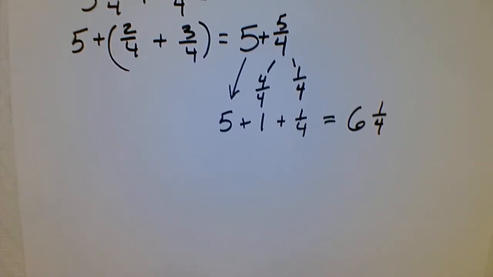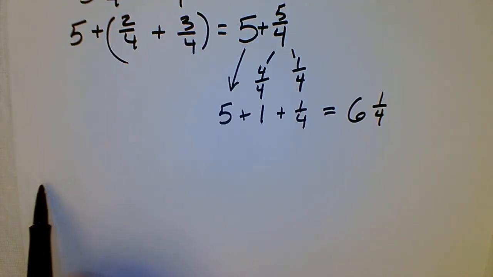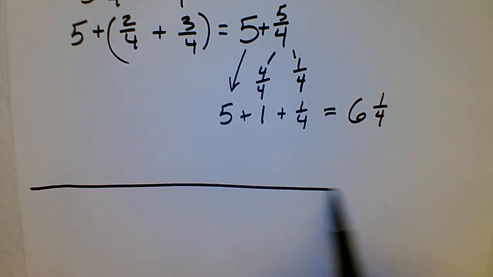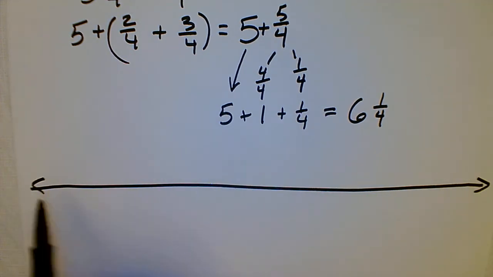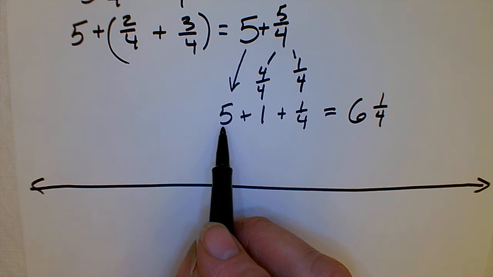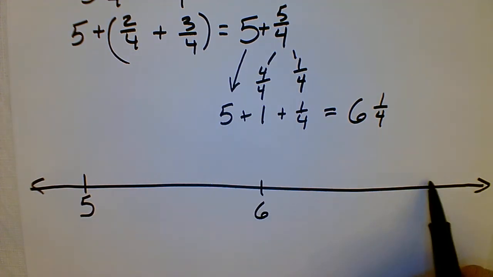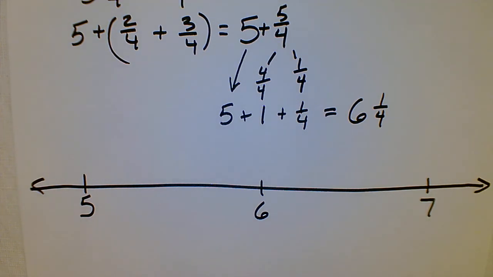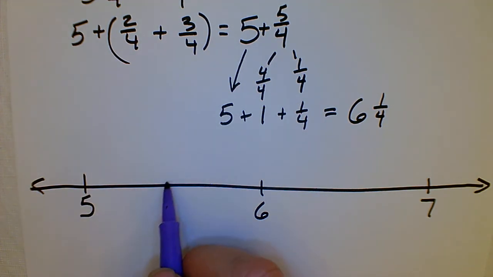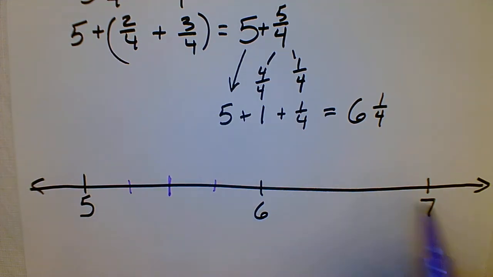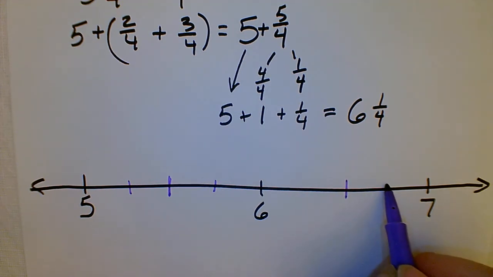So let's go ahead and model that with a number line really quick. So for this number line, I'm going to start with my 5. I know that I'm going bigger. I'm going to put 6, and I'm going to put 7 just because I like to have those. I like to have whole numbers bracketing what I'm working on. So now I'm not going to put in eighths because my denominator is 4, so I want to show fourths this time. So I always like to put in the half if I can first. Then I'll put in my fourths, and I'll do the same thing over here.